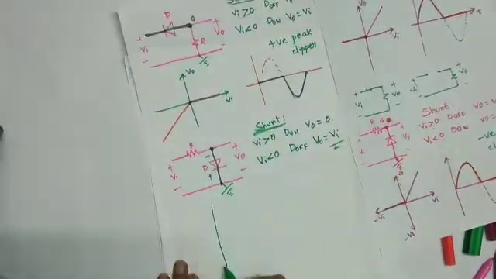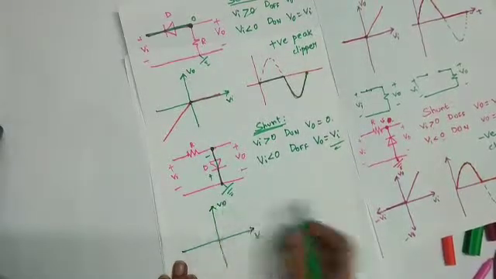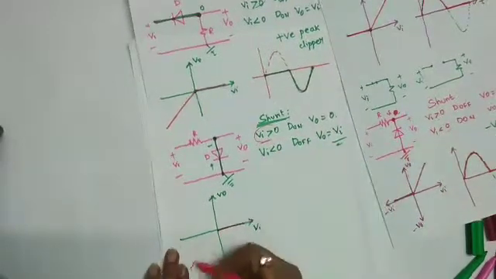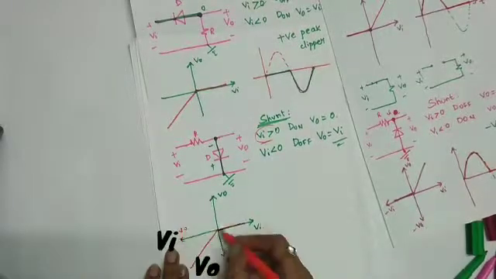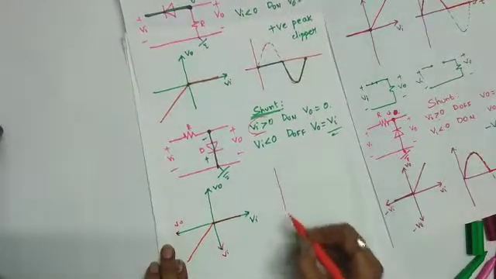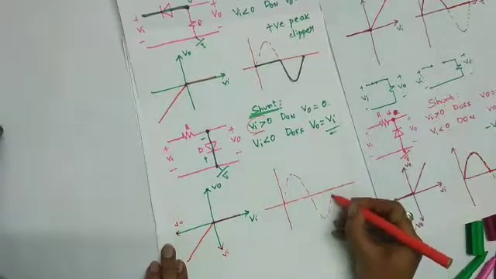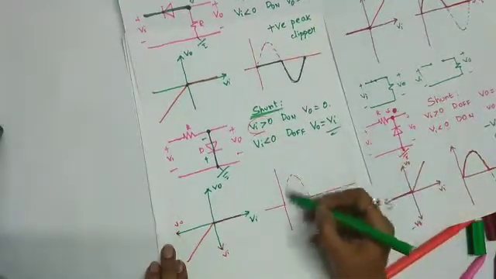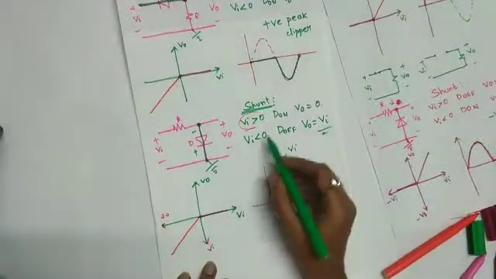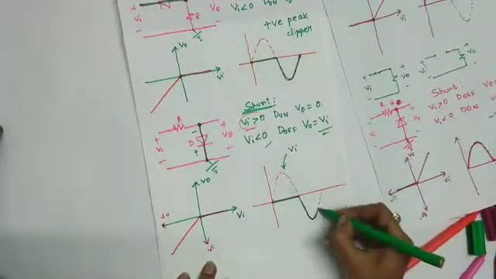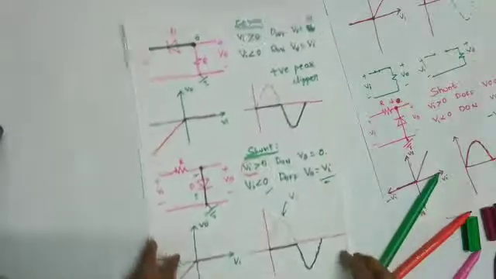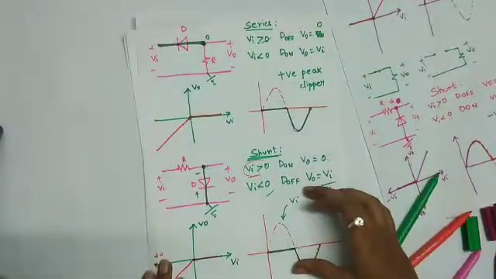Now if I draw the waveform, this is Vi, this is V naught, right? For positive Vi, V naught equals 0, and for negative Vi, V naught equals Vi. This is Vi, this is V naught, right? V naught follows Vi. Similarly, this is the input. When Vi is positive, V naught equals 0, and when Vi is negative, V naught equals Vi. That is, V naught follows Vi. So this is the positive peak clipper with a shunt diode. That is, this is the series positive peak clipper and this is the shunt positive peak clipper.